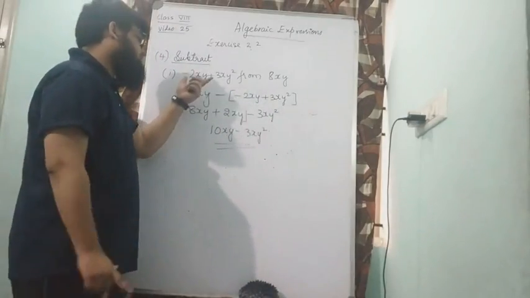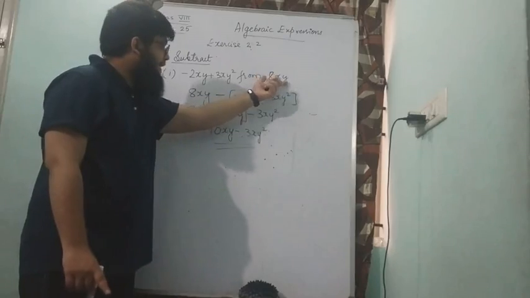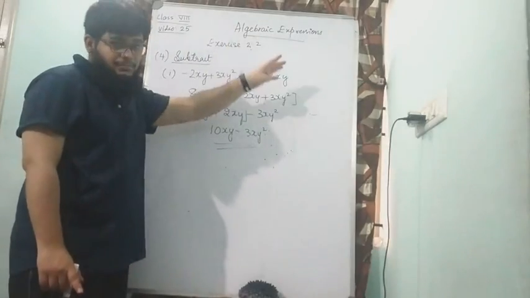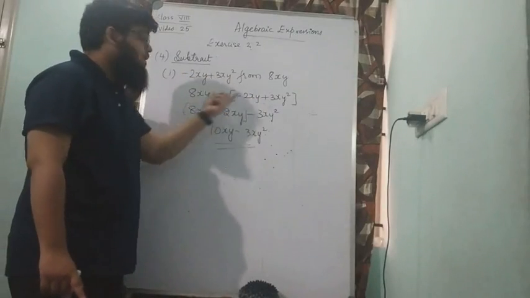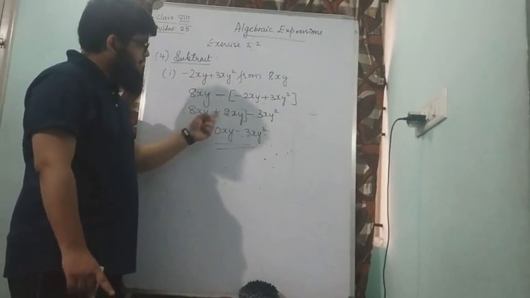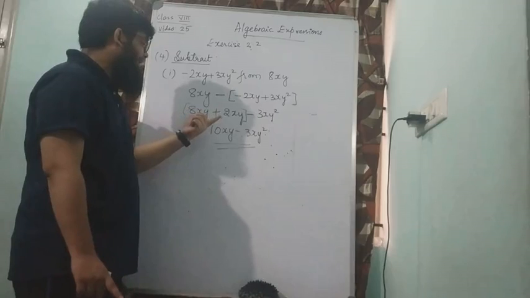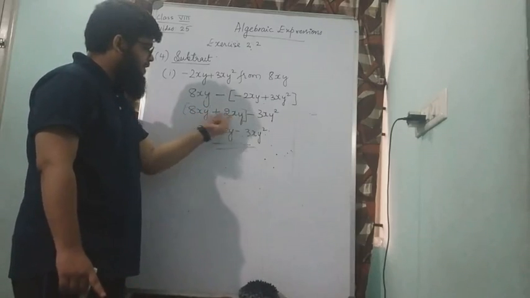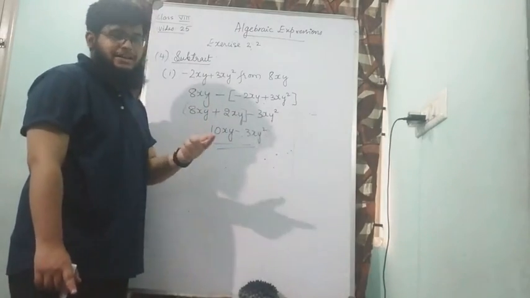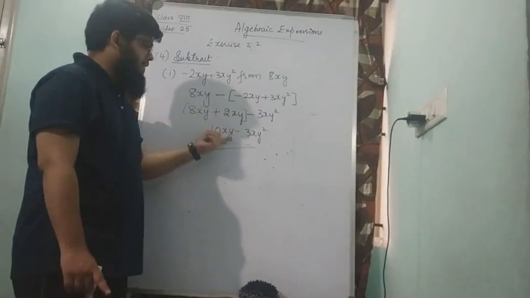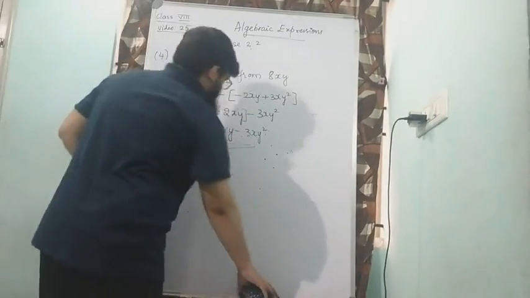I will repeat. We are subtracting minus 2xy plus 3xy square from 8xy. So 8xy should come first. Whatever we are subtracting from should come first. Then we are subtracting, so minus sign, then this term. So 8xy, minus into minus will be plus 2xy, minus into plus is minus 3xy square. Now 8xy and 2xy have the same variables. When they have the same variables, they become like terms. Like terms can be added and subtracted. So 8xy plus 2xy is 10xy minus 3xy square. I hope you have understood this problem. I will go to the next one.